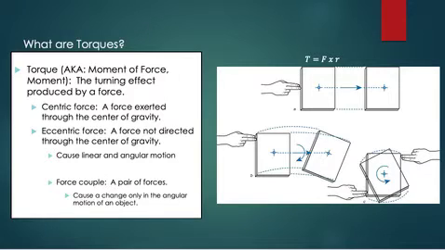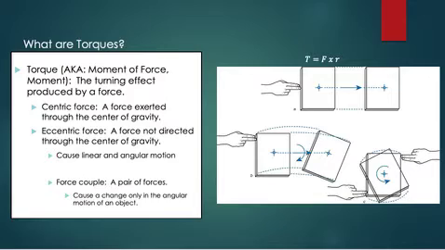There are different types of external forces that may be applied. A centric force is a force exerted through the center of gravity. An eccentric force, this is a type of force, not a muscular contraction, is an external force not exerted through the center of gravity. The effect of an eccentric force is to cause change in linear and angular motions of an object.